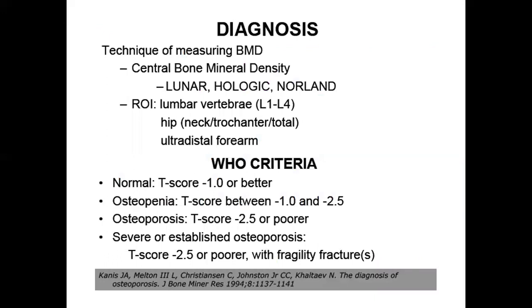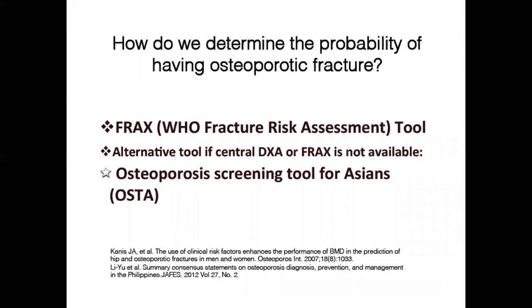So remember how to diagnose. We measure bone mineral densitometry, and again, this is the criteria. Just look at the T-score for postmenopausal women and Z-score for premenopausal women. How do we determine the probability of having an osteoporotic fracture? We have two tools that we can use. The most common and the most popular one is your FRAX tool. And in Asians, we have your OSTA, your osteoporosis self-assessment tool for Asians.